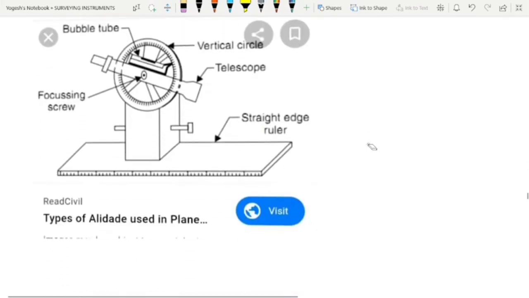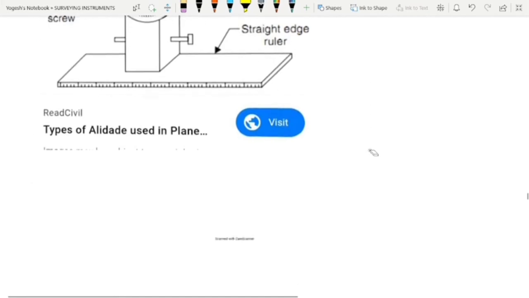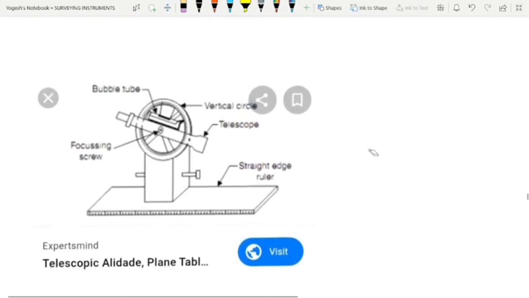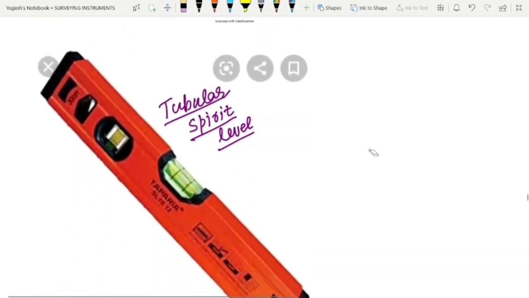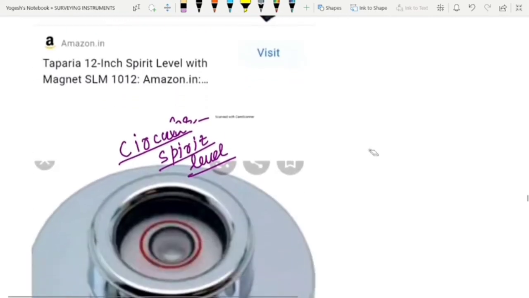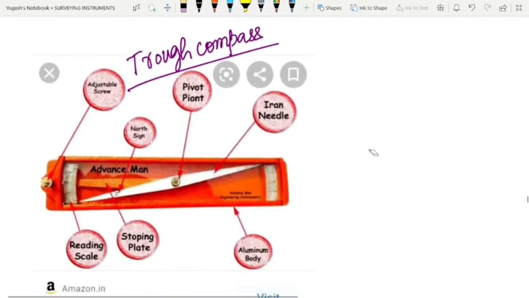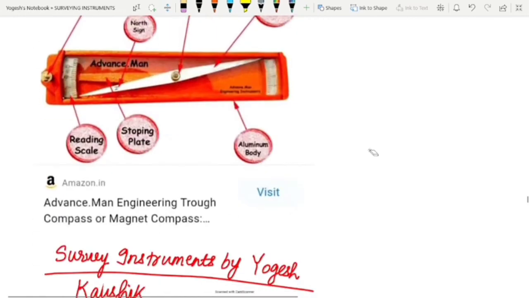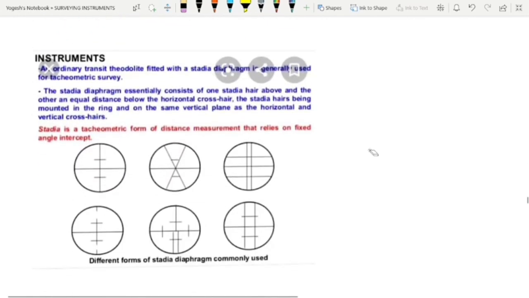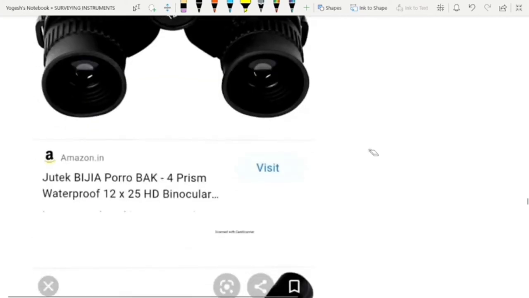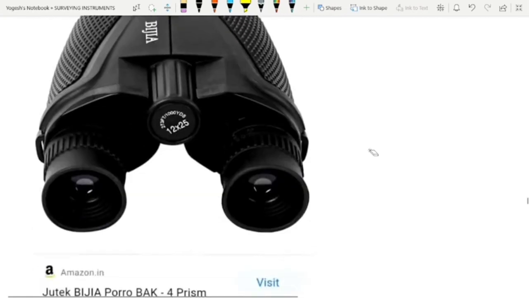This is a different type of alidade used in plane table survey. This is also a telescopic alidade. This is the tubular spirit level, which is for leveling the plane table. This is a circular spirit level. This is a trough compass for orienting the plane table to the north. These are the various stadia diaphragms. This is a prism square or prism bar.